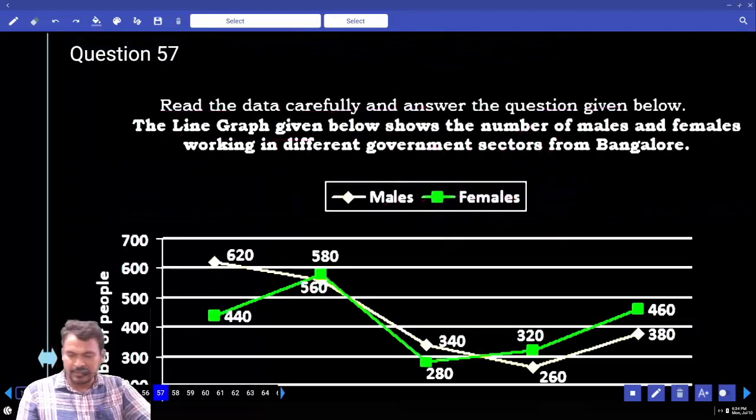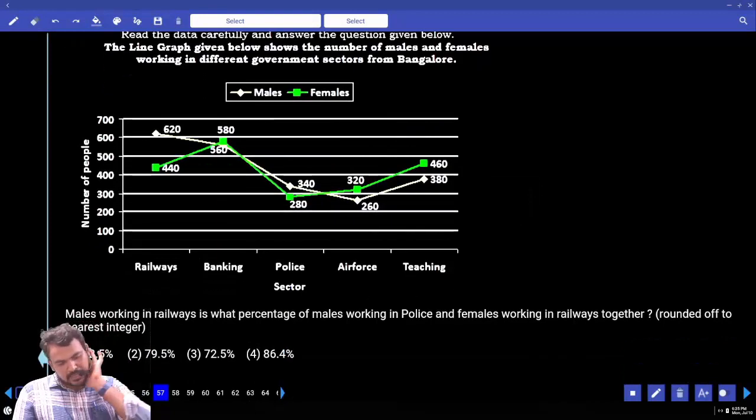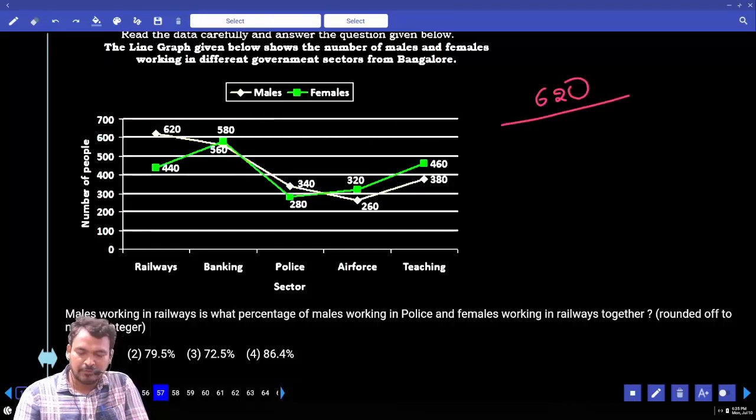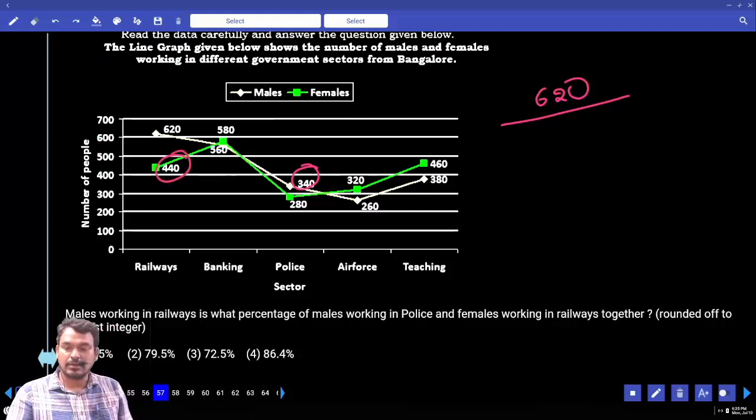Next 57. Males working in railways is what percentage of males working in police and females working in railways together? First, males working in railways. What is the male in railways? 620. Is what percent of males working in police? 340. Females working in railways? 440. 440 plus 340, 780. 620 by 780 into 100.